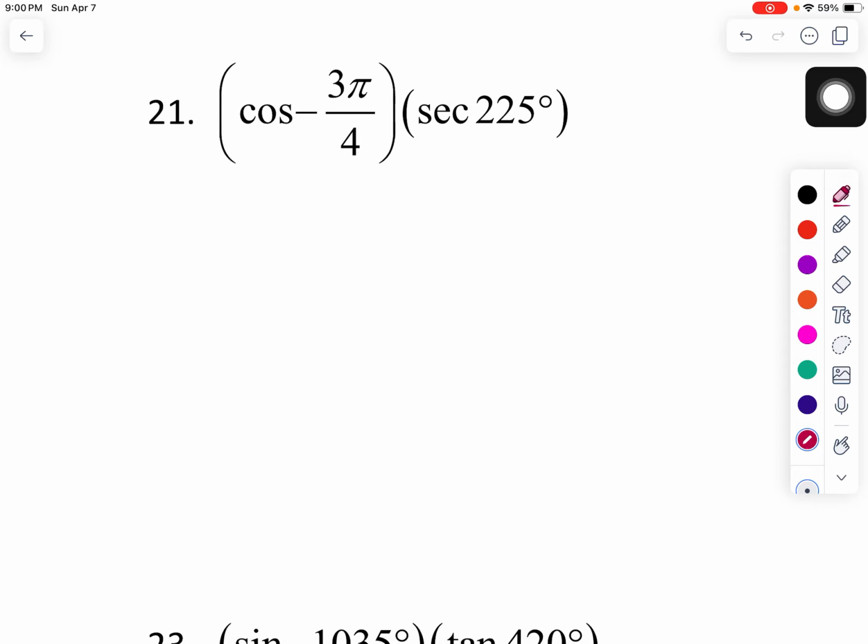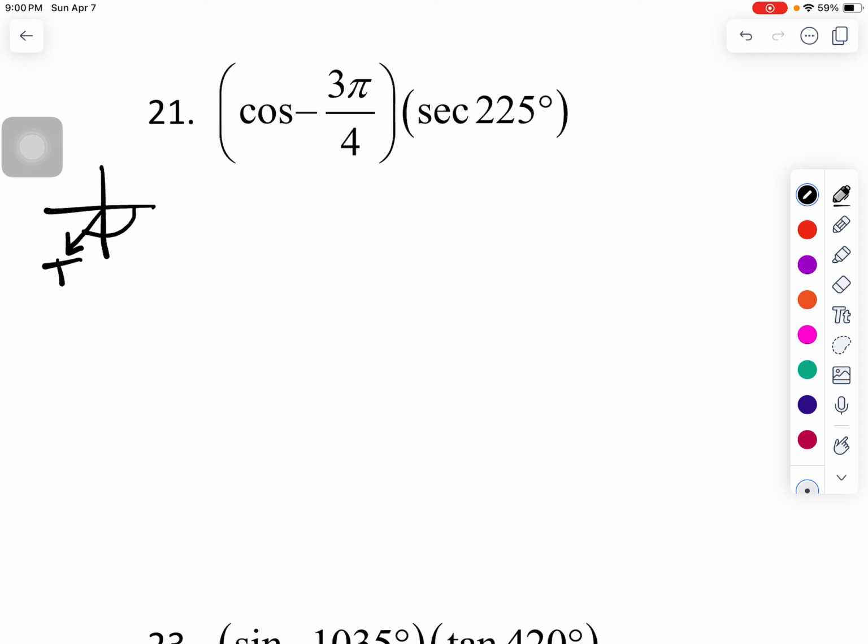All right, so let's see. Cosine of negative 3 pi over 4. Yep, read the right thing. So negative means I'm going to rotate clockwise. 3 pi over 4 is going to rotate me into the third quadrant. All right, so rotate, rotate, rotate. I'm going to be down here.